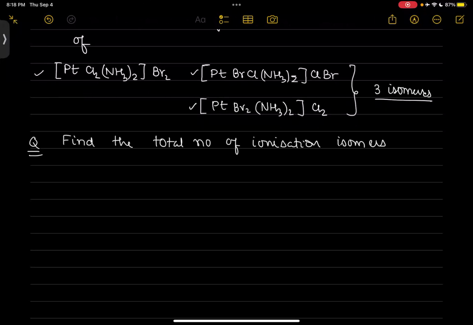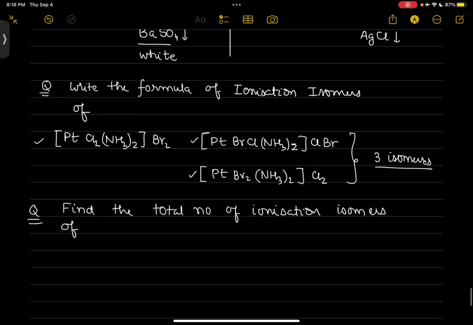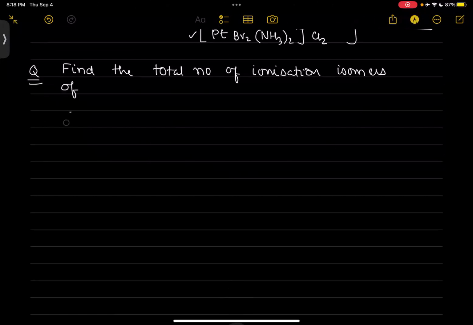One, the total number of ionization isomers of the following compound. What does this OX mean? It means oxalato. Got it? So you need to find the total number of ionization isomers.